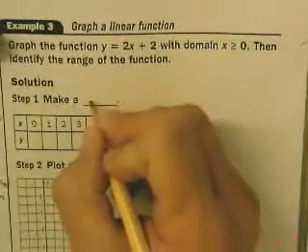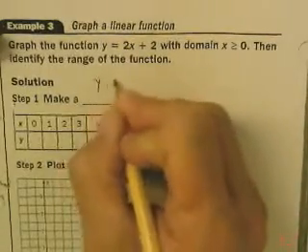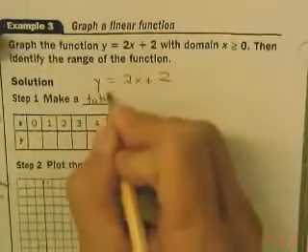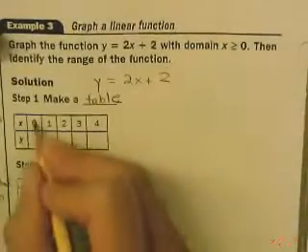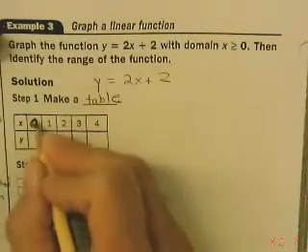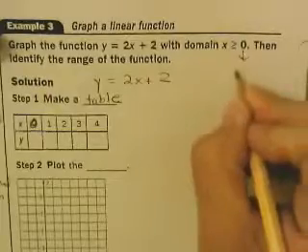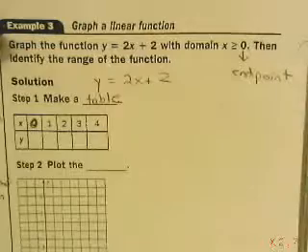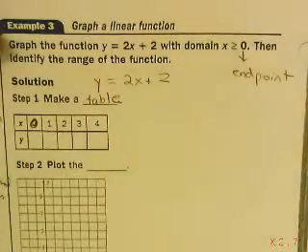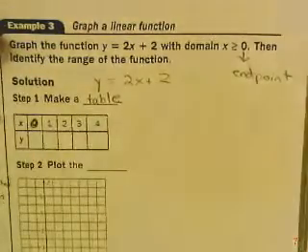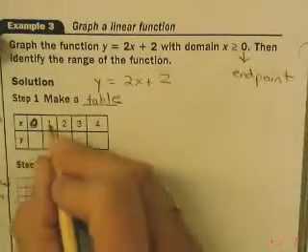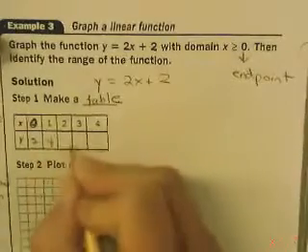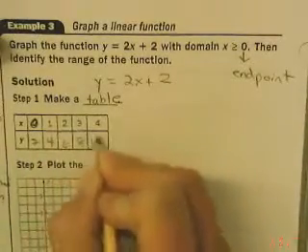So, first thing I do is solve for y. Well, this is solved for y. Step 2, I make a table. Choose my domain. Well, when you're given an inequality as a domain, this must be your endpoint. The first number you must choose must be from that inequality. So, I choose 0, 1, 2, 3, 4. I plug in these values. I get 2, 4, 6, 8, and 10.